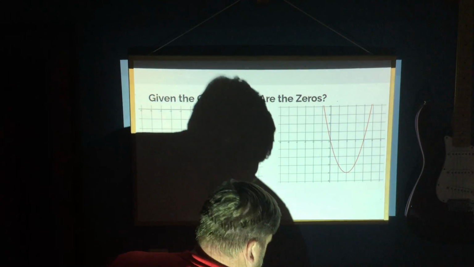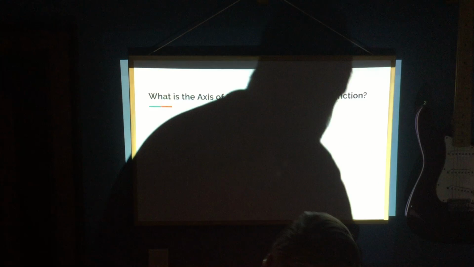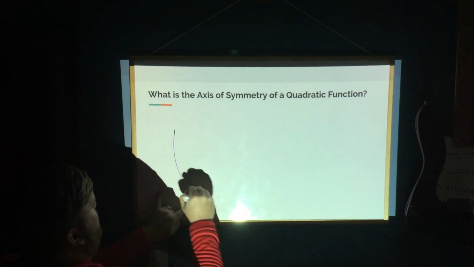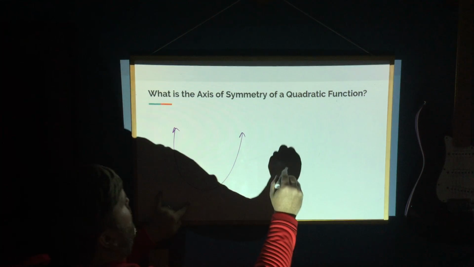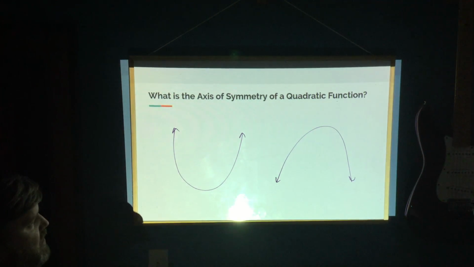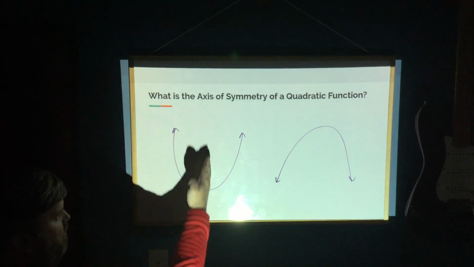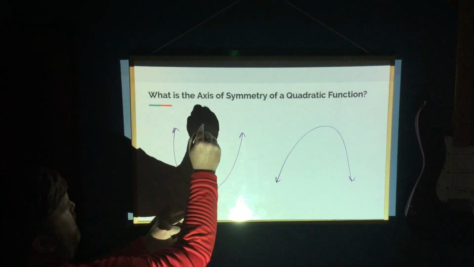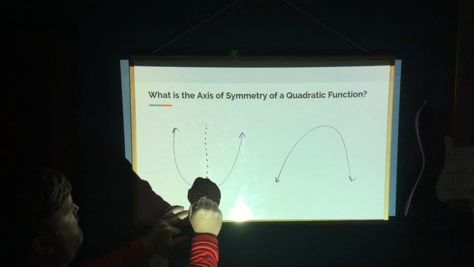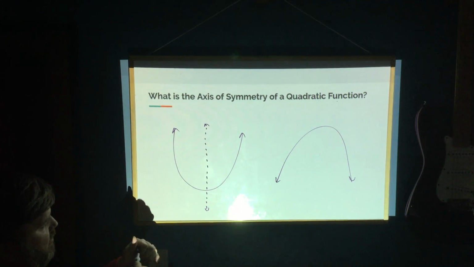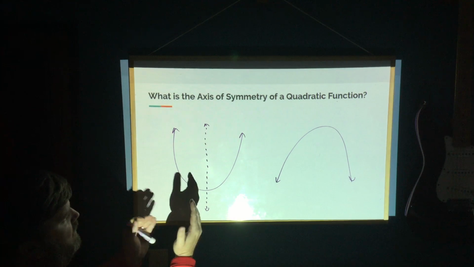All right, let's move on to the second thing we're going to learn today, and that is the axis of symmetry. Now, if we look at a parabola, whether it's one that opens up or one that opens down, they're symmetrical about a vertical line, right? So I can draw in a vertical line here, and we use the dashed line because it's technically not part of the graph. But a parabola would be symmetrical about that line.